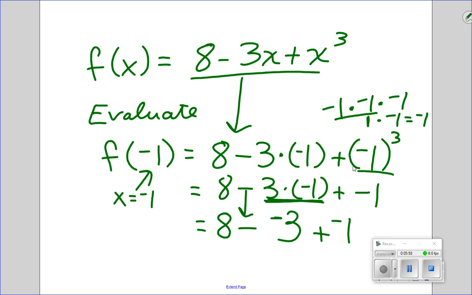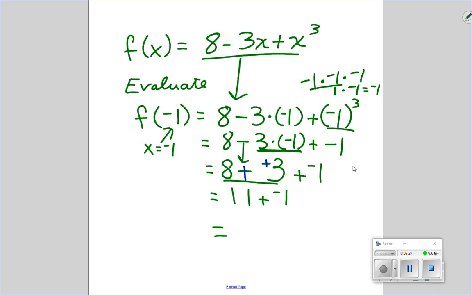Now I do subtraction and addition from left to right. So I do 8 minus negative 3 first. Don't forget, keep change, change. When you're subtracting integers, you're really adding the opposite. So you keep the first one the same, change subtraction to addition, change the negative to a plus. So subtracting a negative is the same as adding a positive. So all I have to do here is 8 plus 3, which is 11. And I still have plus negative 1 or minus 1. 11 plus negative 1 is 10.